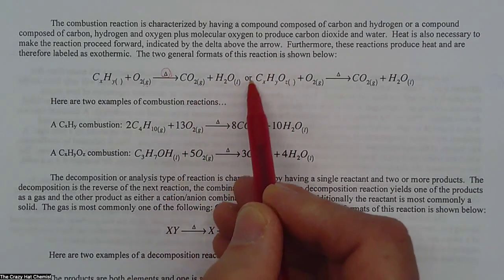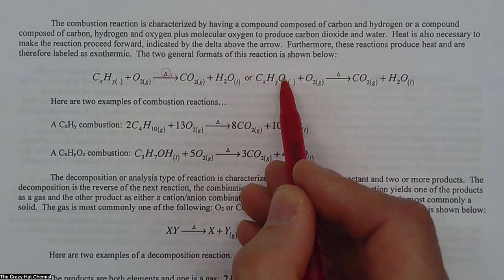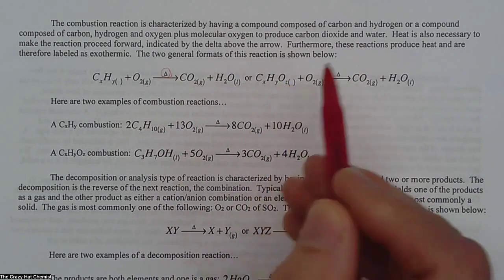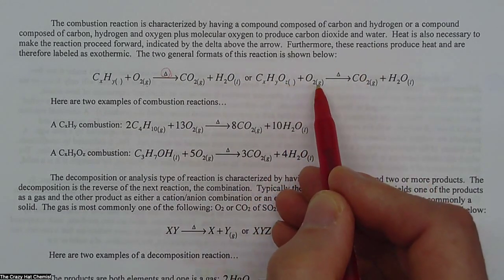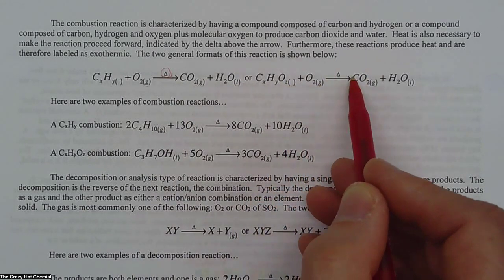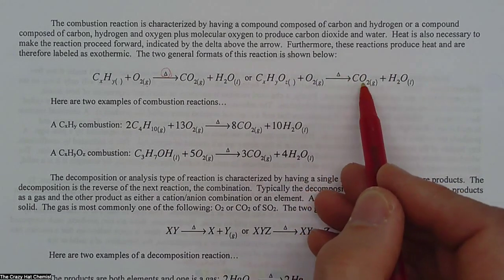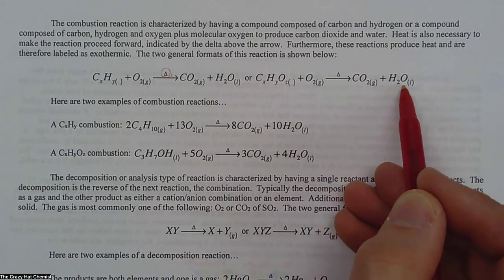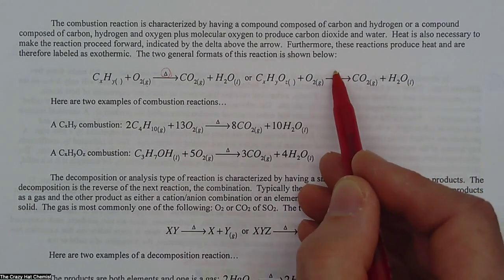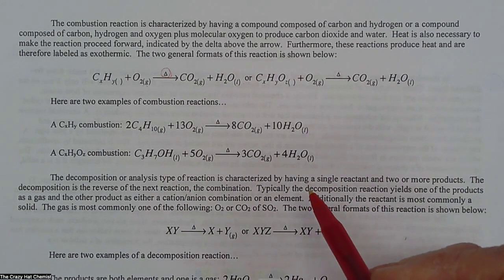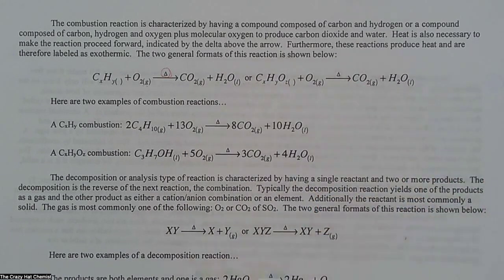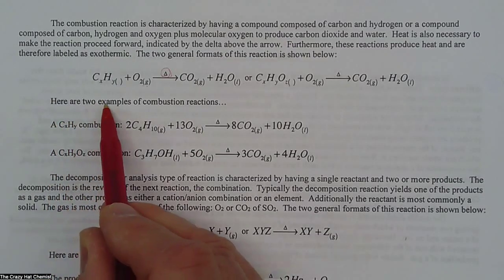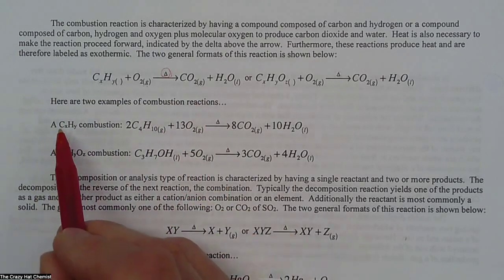Or the other possibility is carbon, hydrogens, and oxygens, CxHyOz, where x, y, and z can be any number, plus molecular oxygen, that is a gas, produces carbon dioxide and water. Carbon dioxide is a gas, water is a liquid. Heat is required to make this reaction go forward. These are exothermic reactions, that is, they produce heat. Here are two examples of combustion reactions.